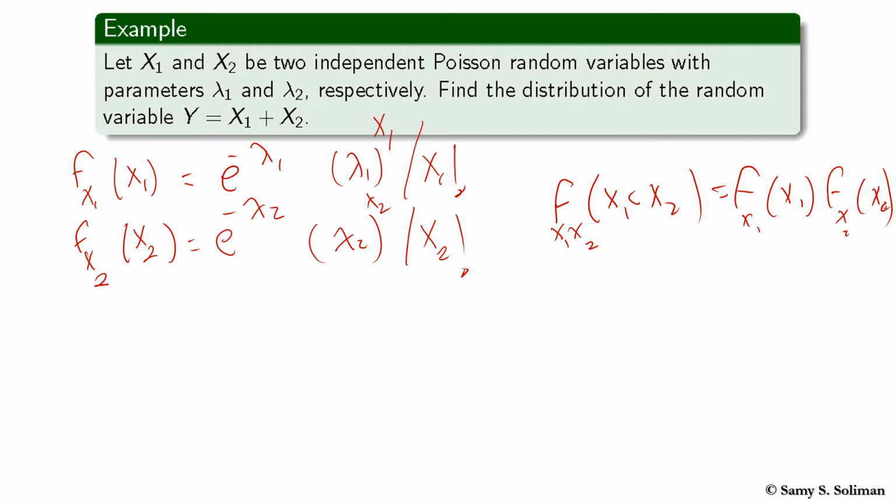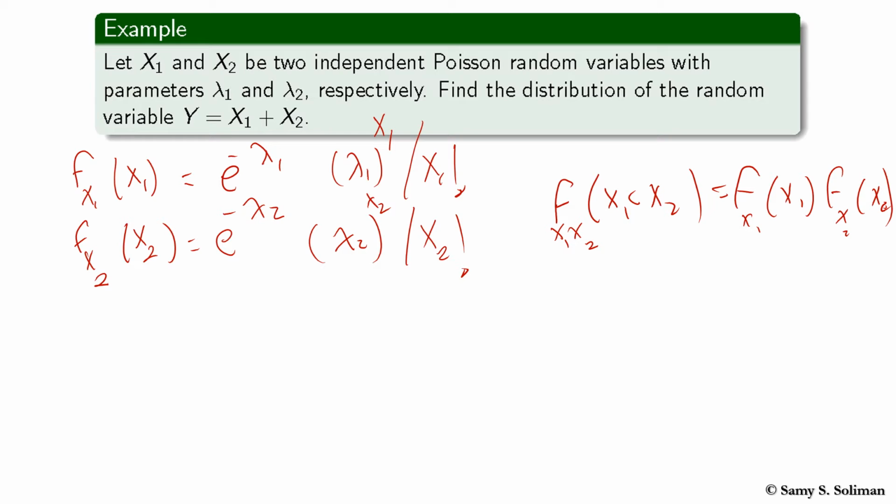Now we want to find the distribution of the random variable y, which is equal to x1 plus x2. So here we have only a single random variable defined in terms of x1 and x2. When we study the moment generating function approach later, we will revisit this problem and see how we can solve it using that approach. But for now, the rule that we can use is a rule that relates two random variables to two other random variables.